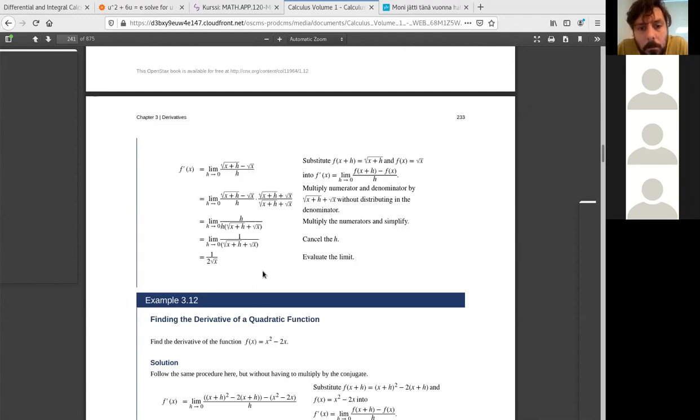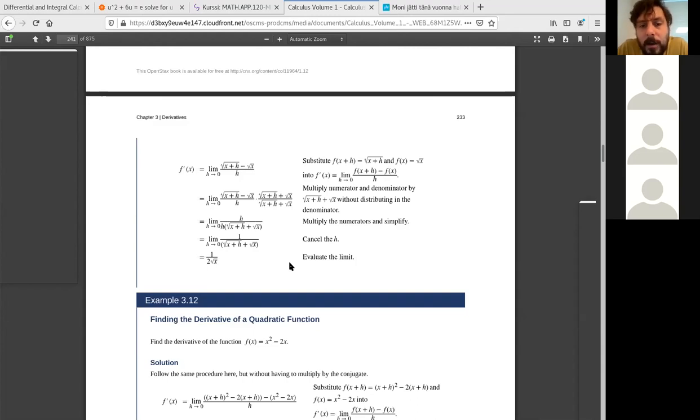minus x, which then just results in h. And the denominator becomes h times the square root of x plus h plus the square root of x. And now we notice that we can cancel the h because it appears both in the numerator and denominator. So we are left with 1 over the square root of x plus h plus the square root of x. But as h goes to 0, this just goes towards the square root of x. And we get that this is 1 over 2 times the square root of x.